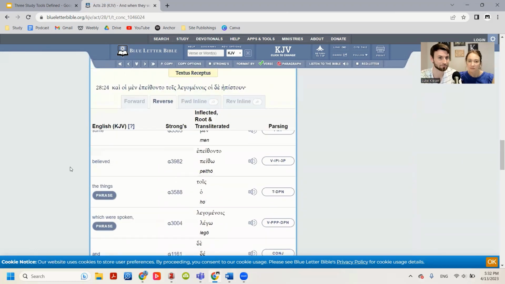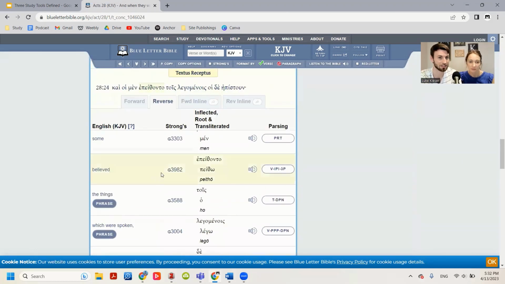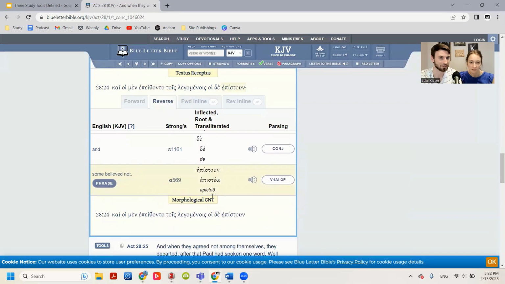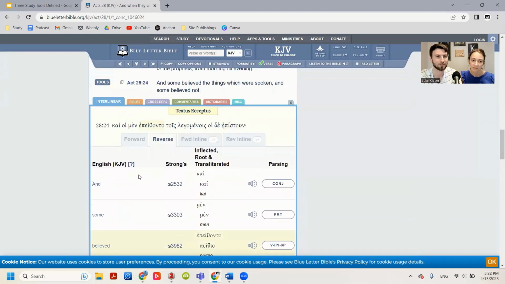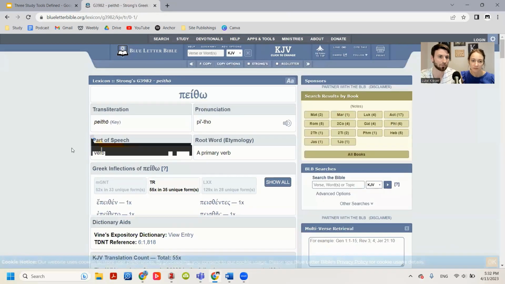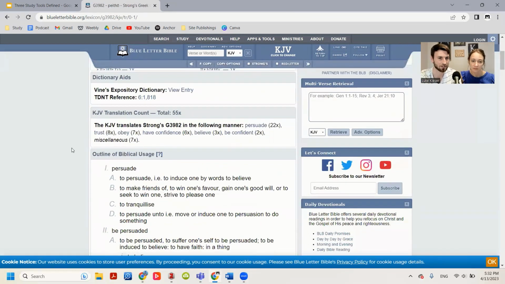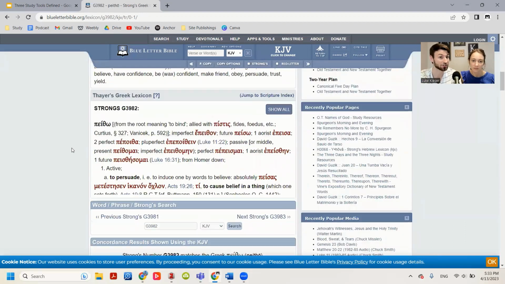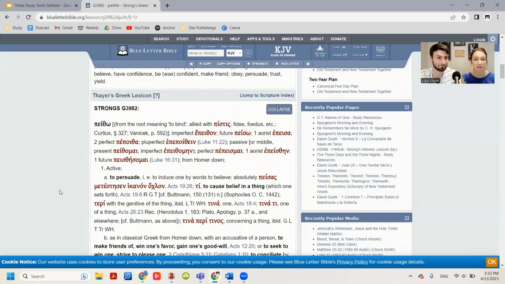And you'll notice the first one, "and some believed," is from pitho. And then the second one, "some believed not," apisto. It's like a completely different word. Those are different words. So what you can do is click on the Strong's word in Blue Letter Bible and it brings you up to this page. And if you scroll down, you see Thayer's Greek Lexicon. So this is going to be definitions, and collocations.